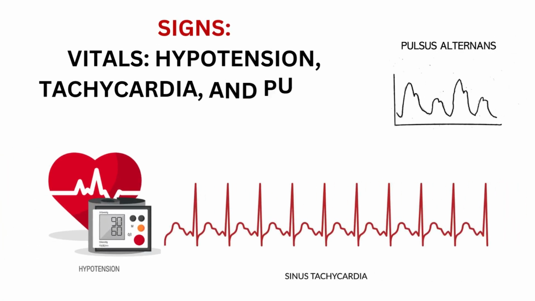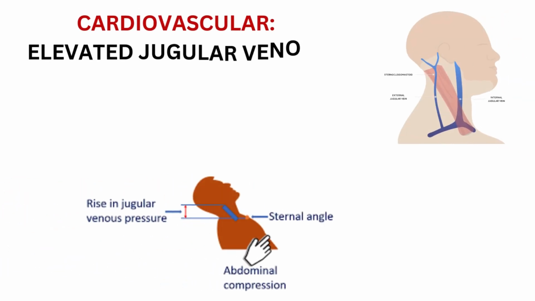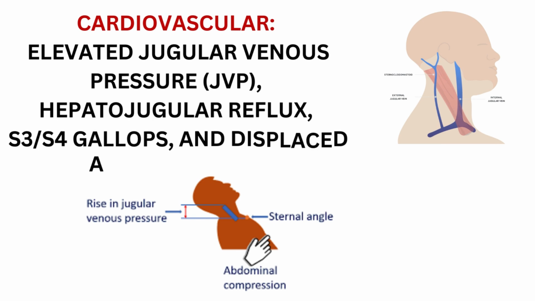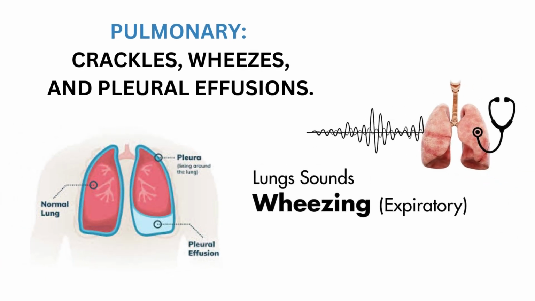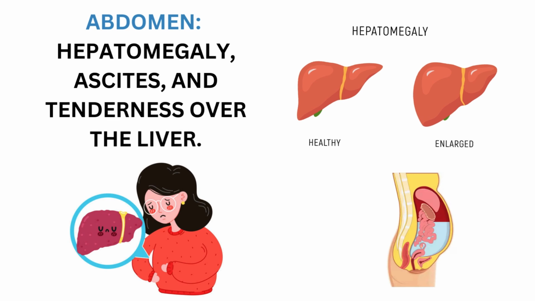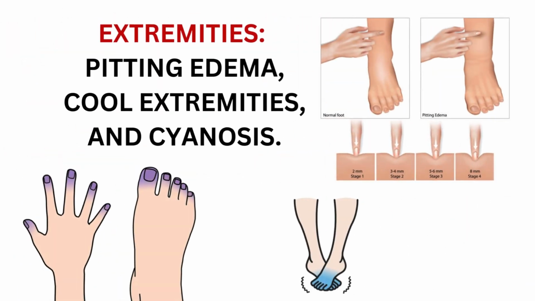Signs. Vitals: hypotension, tachycardia, and pulsus alternans. Cardiovascular: elevated jugular venous pressure, JVP, hepatojugular reflux, S3/S4 gallops, and displaced apical impulse. Pulmonary: crackles, wheezes, and pleural effusions. Abdomen: hepatomegaly, ascites, and tenderness over the liver. Extremities: pitting edema, cool extremities, and cyanosis.